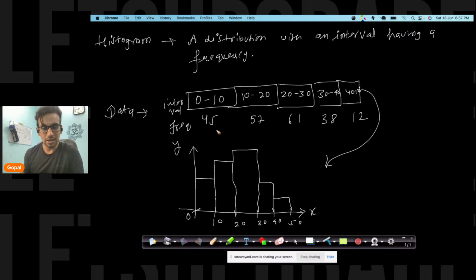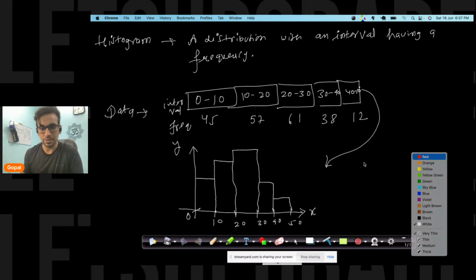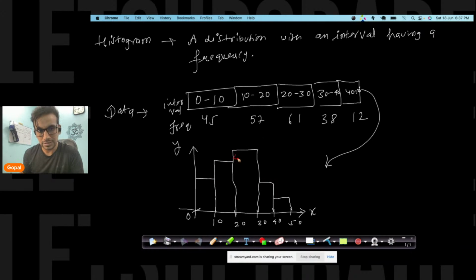Now let's talk about some more details about the histogram. This certain breadth will be referred to as the bin width. What exactly is your bin? Your bin contains a number of data points.